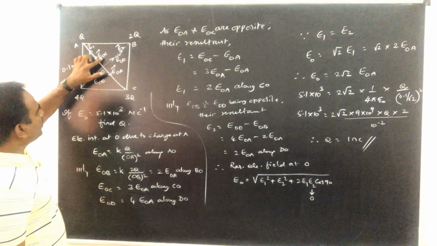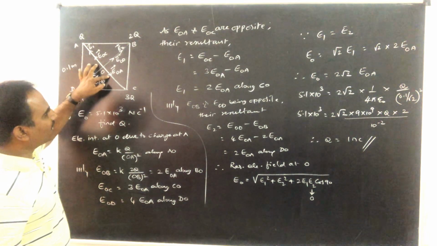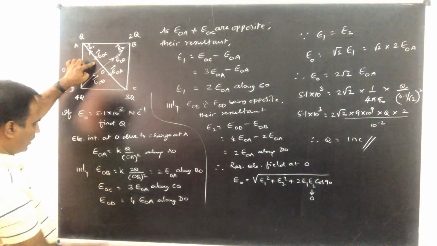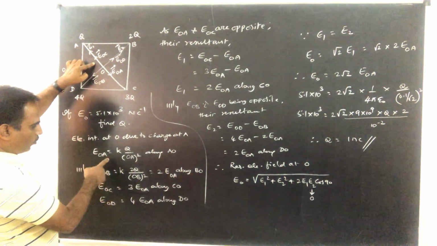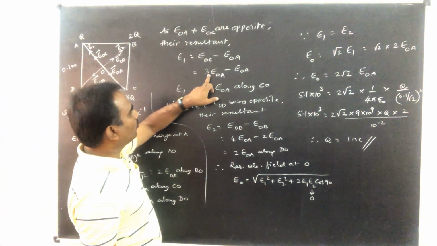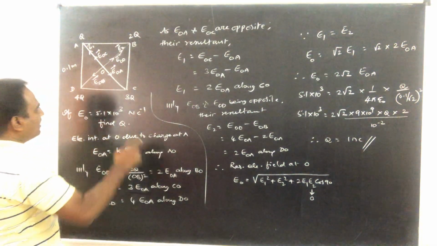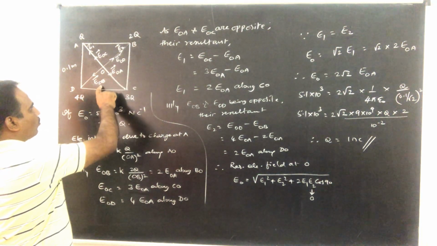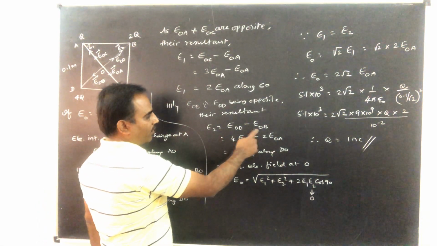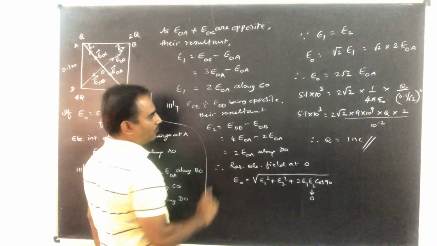Now these 2 fields EOC and EOA, being in opposite directions, their resultant is EOC minus EOA. Because EOC is 3 times that of EOA, the resultant of these 2 is 2 EOA along CO. In the same way, for the resultant of EOB and EOD, here EOD is stronger than EOB, therefore the resultant is also 2 EOA along DO.